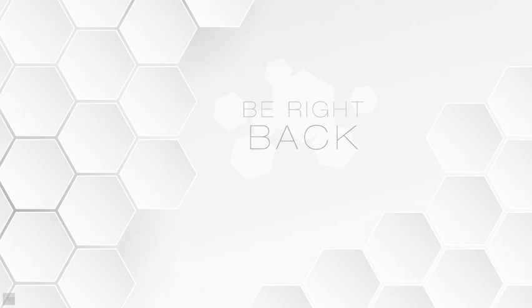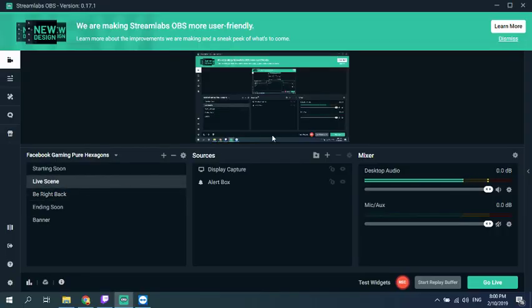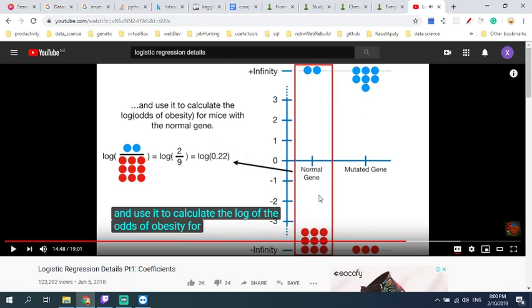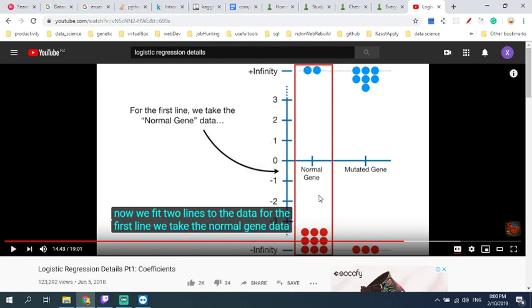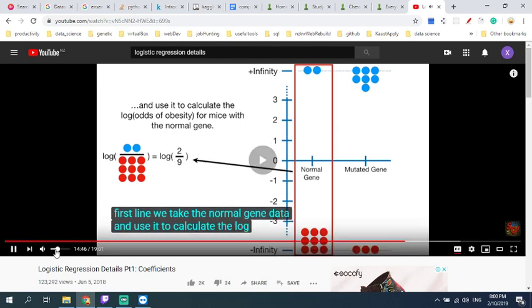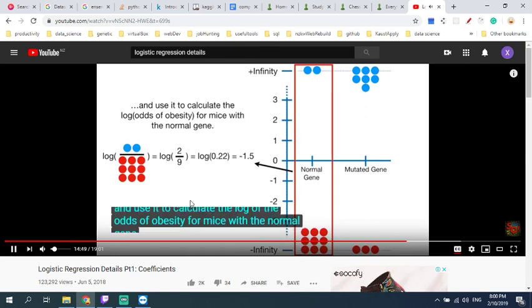Now we fit two lines to the data. For the first line, we take the normal gene data and use it to calculate the log of the odds of obesity for mice with the normal gene.